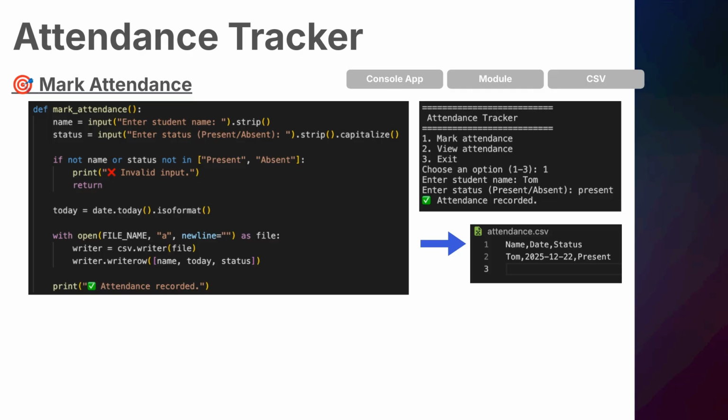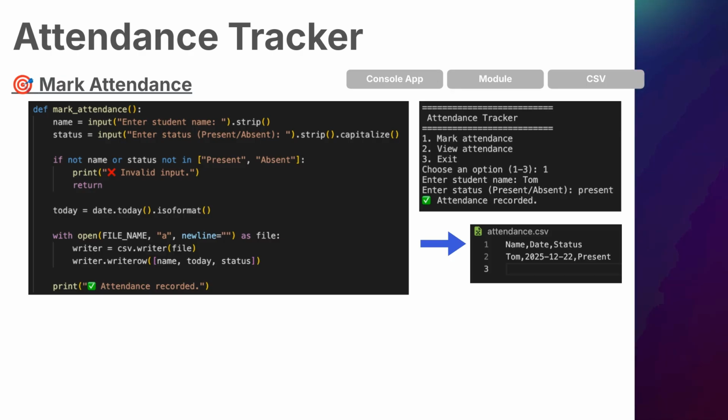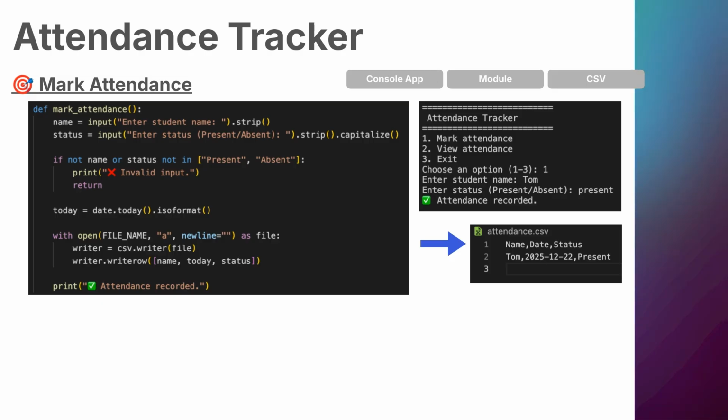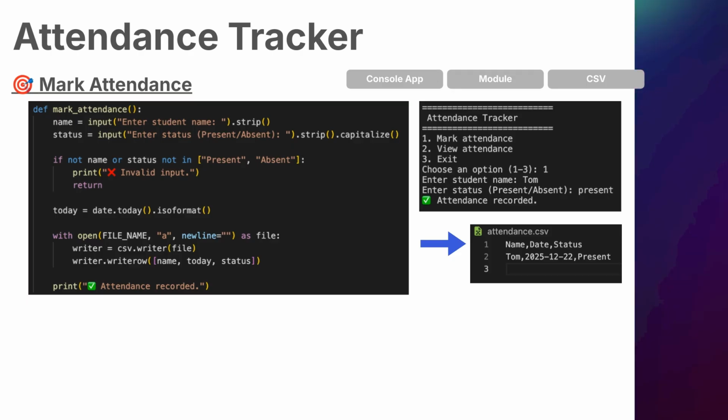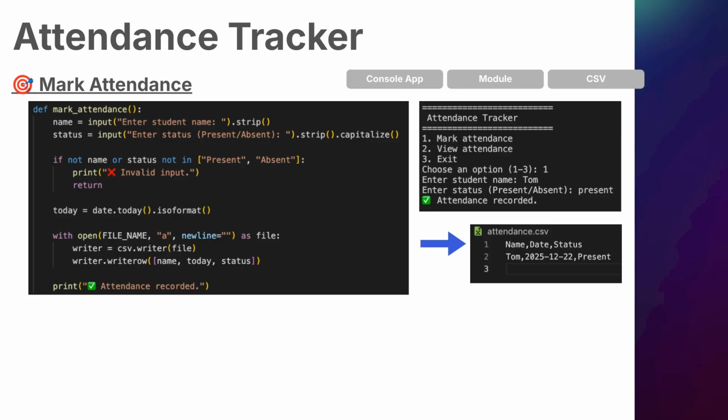Now let's move on to the mark attendance function, which is where the core action of this app takes place. This function is responsible for collecting attendance information from the user and saving it to the file. When it runs, the program first asks for a student's name. Any extra spaces are removed so the input stays clean. Next, it asks for the attendance status and formats it so values like present or Present are handled consistently.